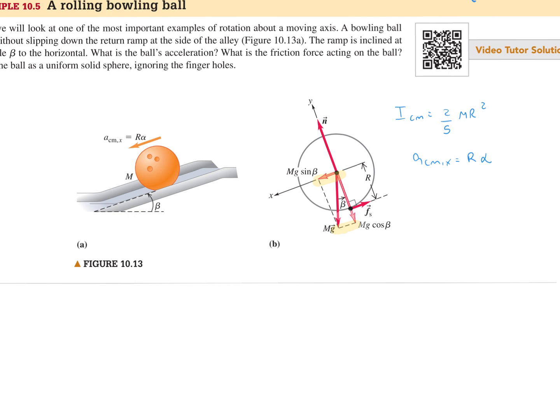Additionally, we have this side represent mg cosine of beta. Then a couple useful formulas that we're going to use to solve this problem: the moment of inertia of the center of mass being equal to 2/5 mr squared, and the acceleration of the center of mass in the x direction being equal to the radius times the angular acceleration. This is the formula for the moment of inertia of the solid sphere, which we're dealing with right now.